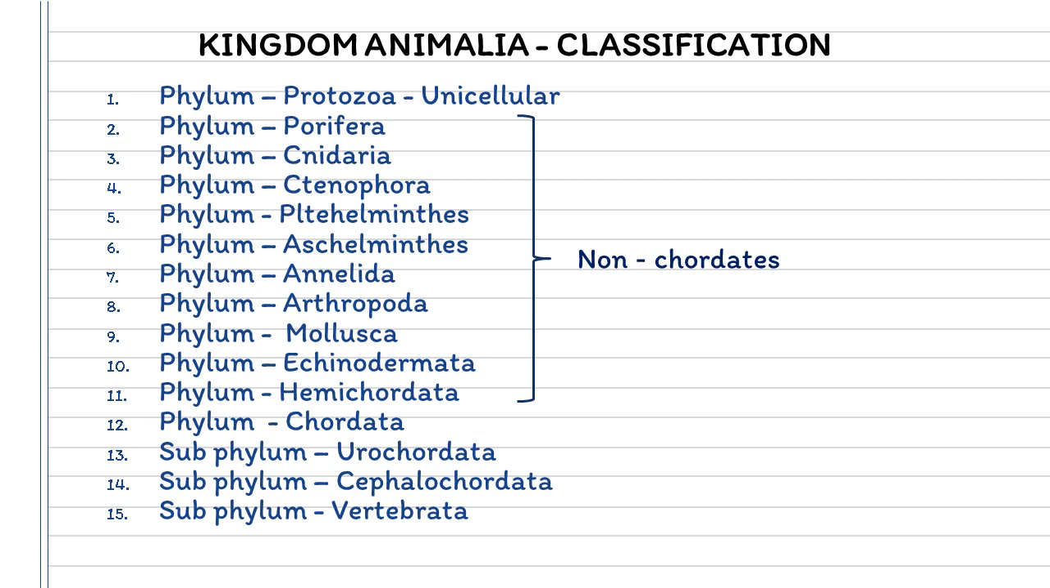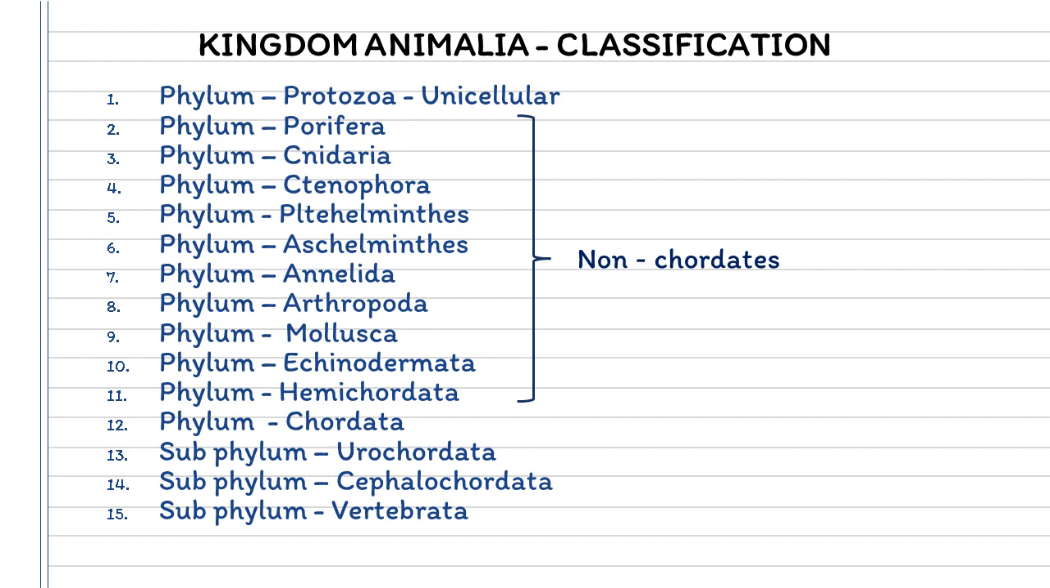And the 12th phylum is phylum Chordata. Of course, we can understand this phylum consists of the notochord. The notochord will be converted into a backbone, the skeletal system, so we call them chordates. This phylum Chordata again has 3 subphylums. The subphylums are Urochordata, Cephalochordata, as well as Vertebrata.